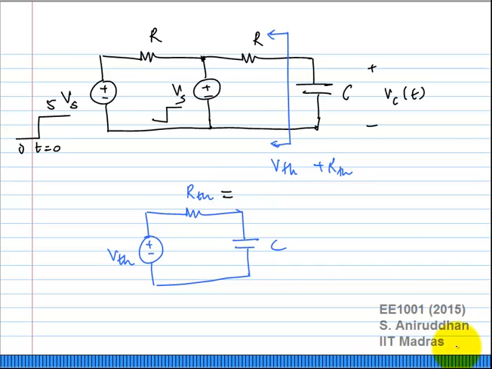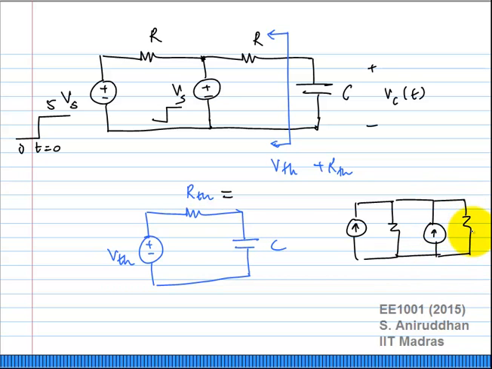What is the Norton equivalent of Vs in series with R? If I choose to make both these voltage sources in series with resistance into current sources, I'll get Vs by R, Vs by R, and I'll get R and R. This is across the capacitor. What will this reduce to?